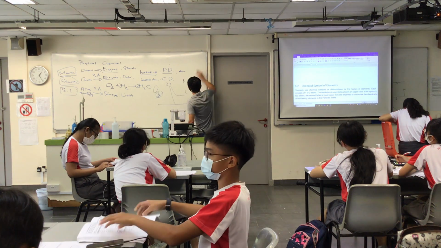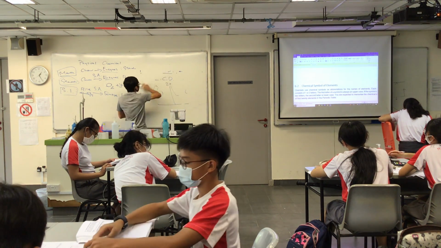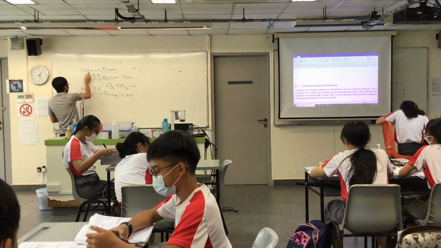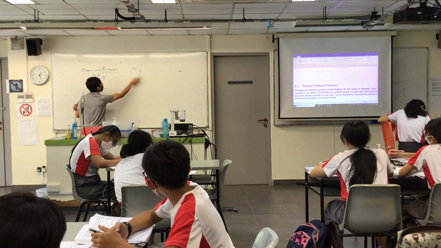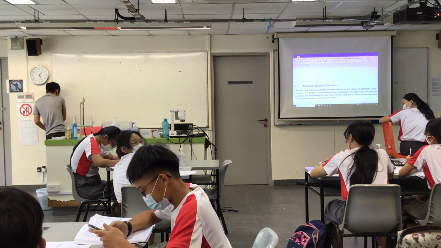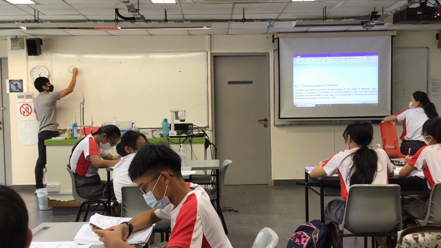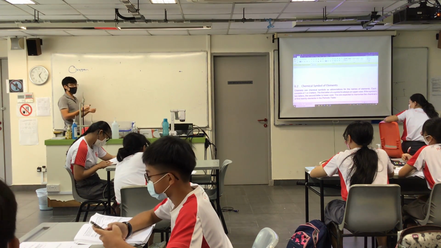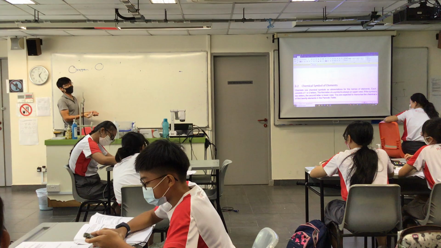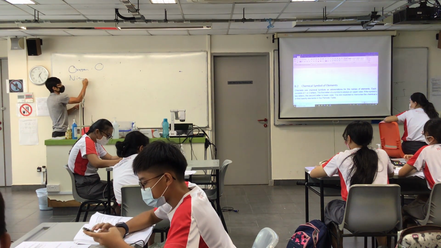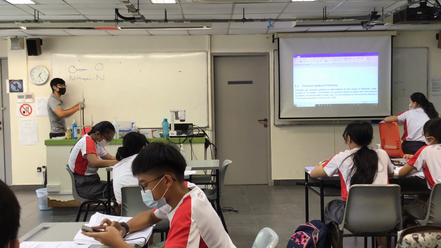For example, let me erase the whiteboard fully. Okay. For example, when you look at oxygen, your chemical symbol is O. You're like, this makes sense, right? It's a short form of it. Then you see nitrogen. Then the symbol is N. You're like, this makes sense.